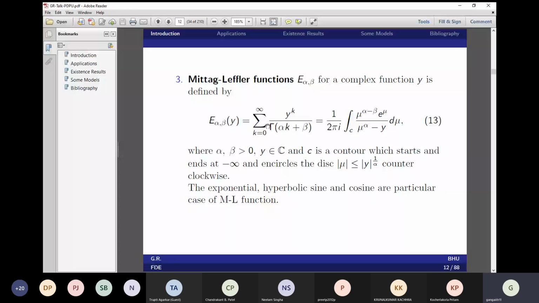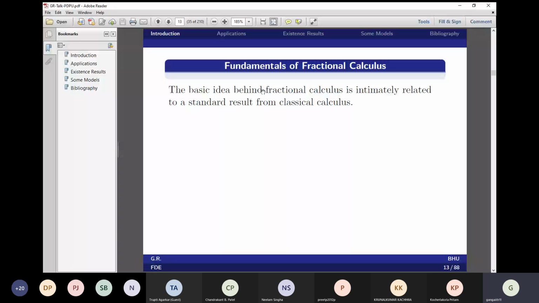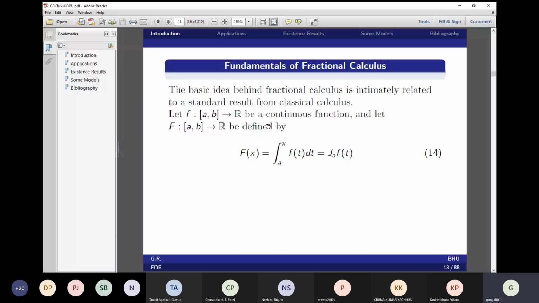Now, the fundamentals of fractional calculus. The basic idea behind fractional calculus is intimately related to the standard results of classical calculus, basically the fundamental theorem of classical calculus. I will give a brief introduction about that.